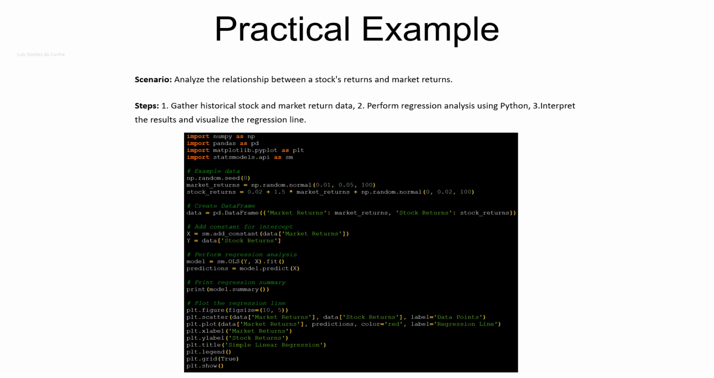Let's analyze the relationship between a stock's returns and market returns using simple linear regression. We gather historical stock and market return data, perform regression analysis using Python, and visualize the regression line. This example demonstrates how to interpret the results and understand the relationship between the variables.